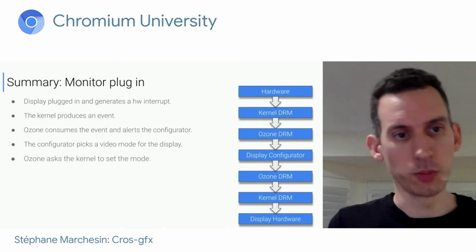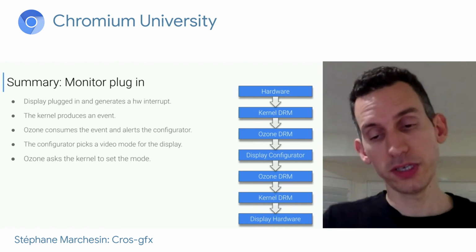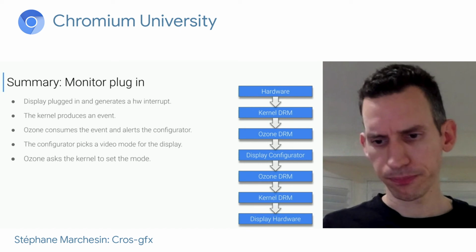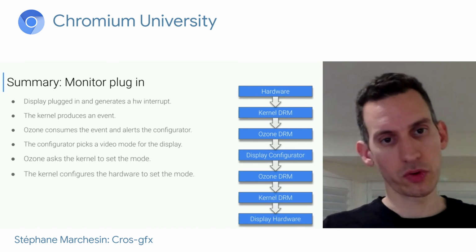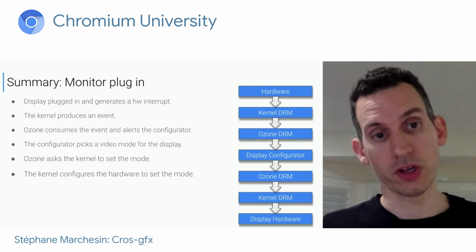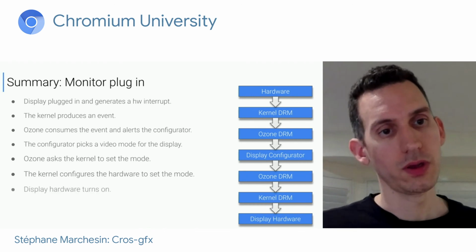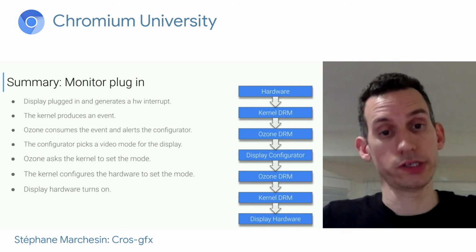Then we make the buffer, etc. And we go back down to Ozone, and we say, hey, can you please set the mode that I've decided? And then Ozone programs the DRM level, the kernel level. And then the kernel configures the actual hardware to set this video mode. And then the display hardware actually turns on and starts showing pixels on the screen, and we actually see the things.